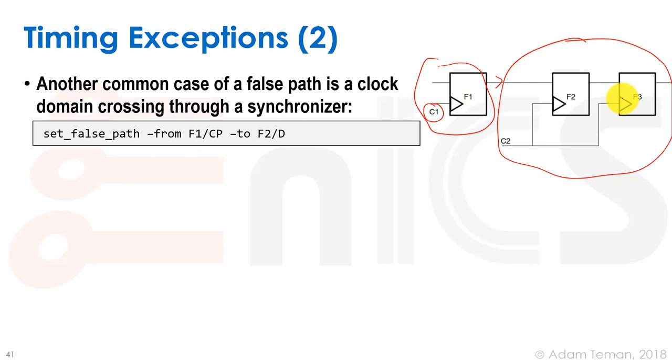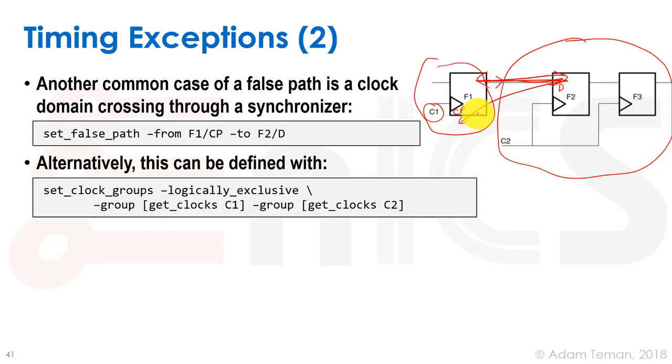And obviously, this path is very problematic because it can never meet timing. So what we have to do is define it as a false path. How we would do that is set_false_path -from flip-flop 1 CP, and this would be called CP, to flip-flop 2 D. That means this is a false path. It won't check timing on it, and we won't get any violations.